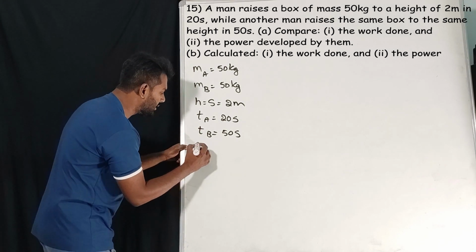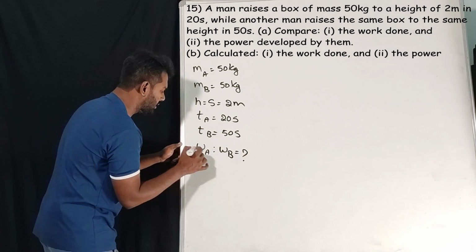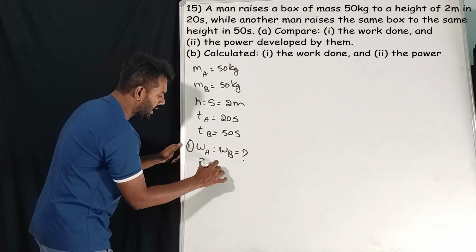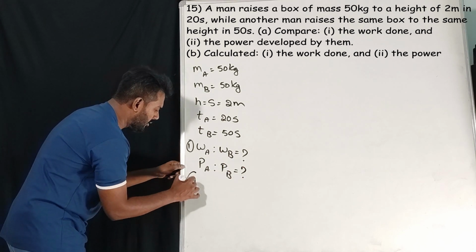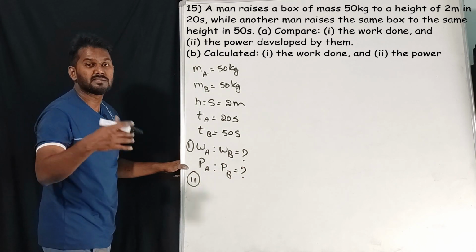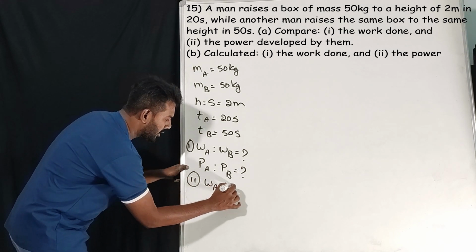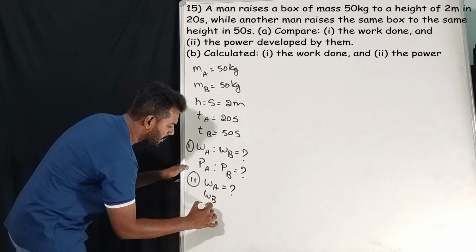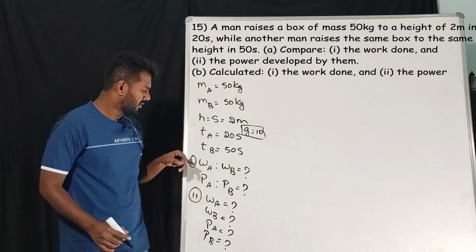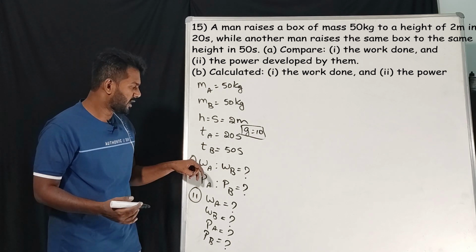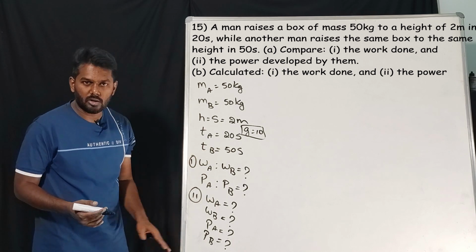Next, what we have to calculate? First we have to compare their work done. WA is to WB, first we have to find. Then PA is to PB. Then second one, we have to find the work done separately, powers separately. So we have to calculate WA, WB, PA, and the power spent by B. First we will find the ratio of work done by A and work done by B. Then we will go for all the remaining things.